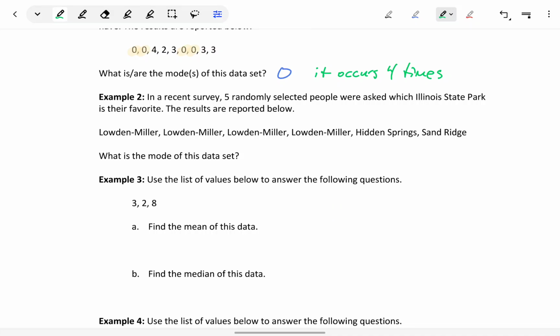In example 2, we have in a recent survey, 5 randomly selected people were asked which Illinois state park is their favorite, and the results are again reported below. Now we don't have numerical values that are being reported, just qualitative values. In this case, Loudon-Miller occurs most frequently with 4 people reporting that answer. So the mode of this data set would not be a number, but the category or the response, Loudon-Miller, which again occurs 4 times.